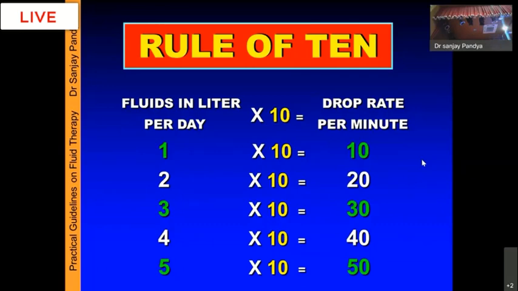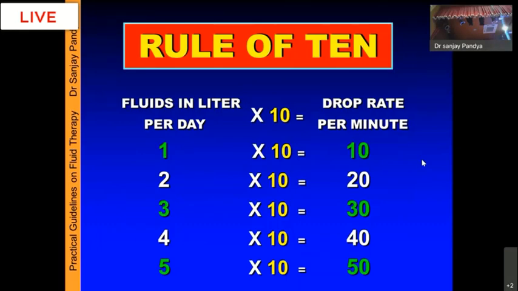The beauty of rule of 10 is what? When you start the sentence, I want to give 1.5 liters, sister keep 15 drops. Same sentence, you can calculate volume to drop rate, that is the beauty of rule of 10. So if you want to give 1 liter in 6 hours, keep 40 drops. 1 liter in 8 hours means 30 drops per minute.